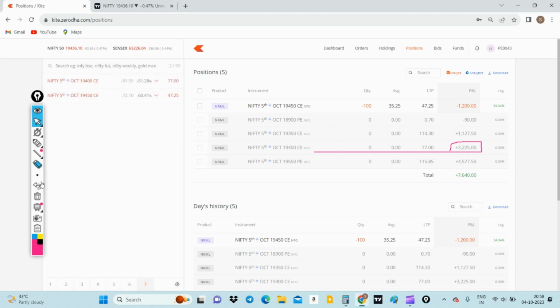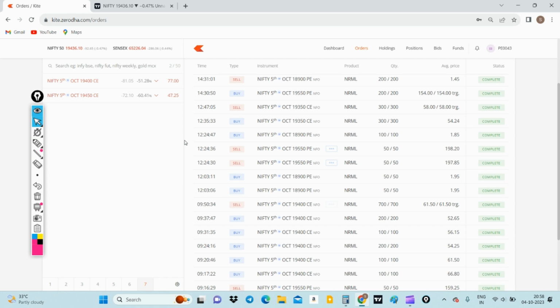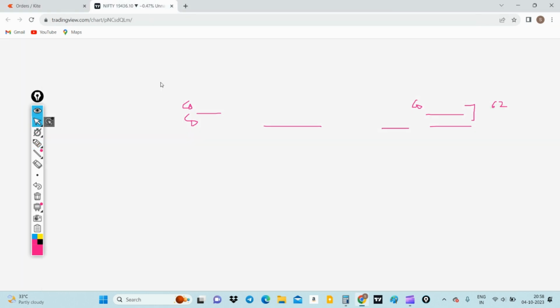However, I then re-entered in the 19,350 call. Let me tell you the exact timing where I entered. In the 19,350 call, I bought 300 quantities at 12:35, and I exited at 12:47. I had a trailing stop loss. It was a quick trade, and not that interesting a trade, to be frank. The premium was trading around 62 to 63 rupees, but I had kept a trailing stop loss. I exited because the Nifty was moving in multiple sideways zones.